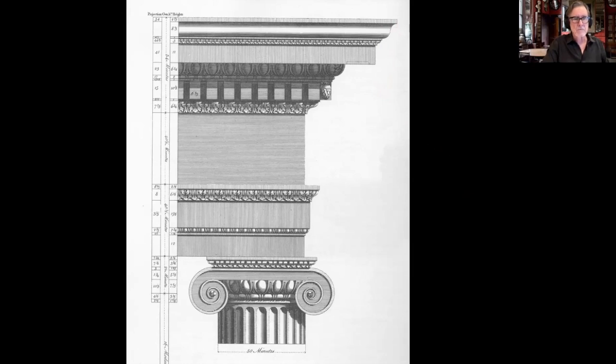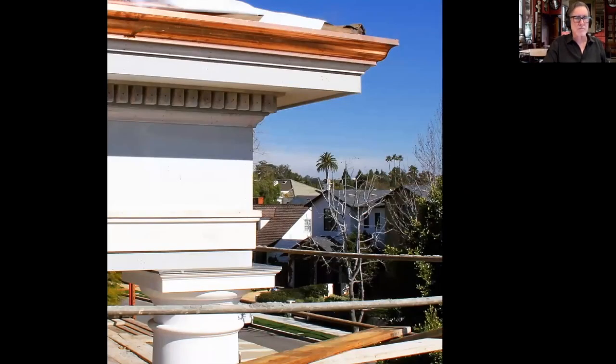A few more examples. Here's a construction shot on one of my projects. You can see the gutter here in copper. It'll eventually be painted white. But that's a Cyma reversa molding. And similarly, under the dental band here, this bed molding is a Cyma reversa. Cyma recta, Cyma reversa.